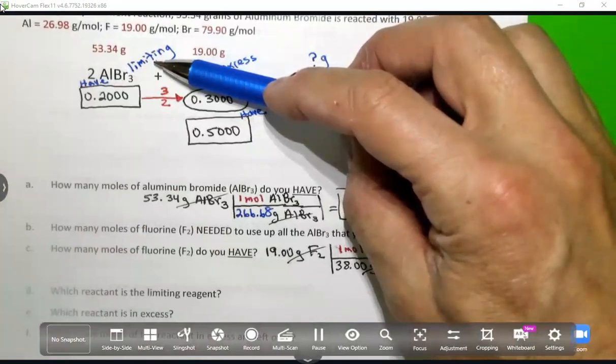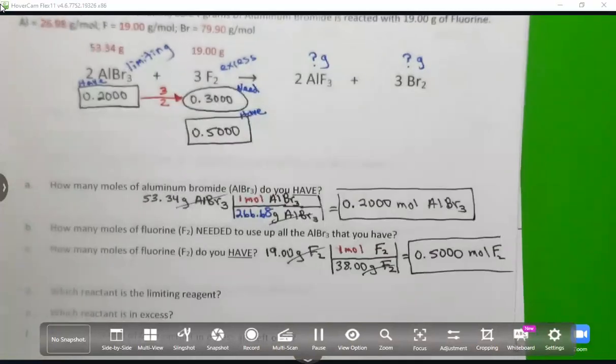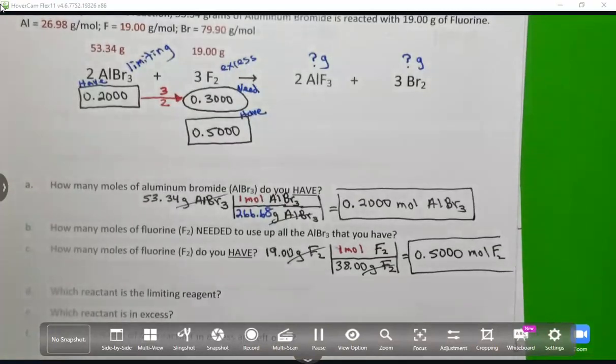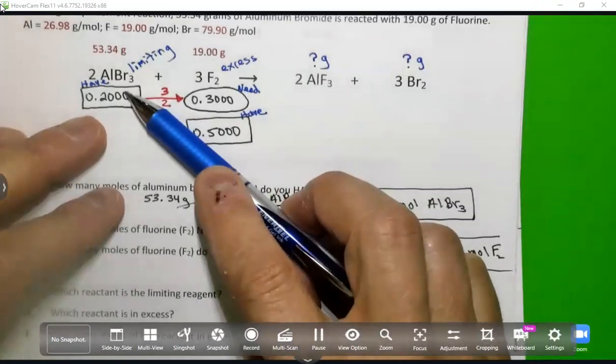It's no different than males and females. If I said we put, what was it, 3 males, 2 females, or the other way around in this corner, and males and females in that corner, and males and females in that corner, I quit making groups and I ran out of males. This reaction is going to stop when you run out of aluminum bromide.